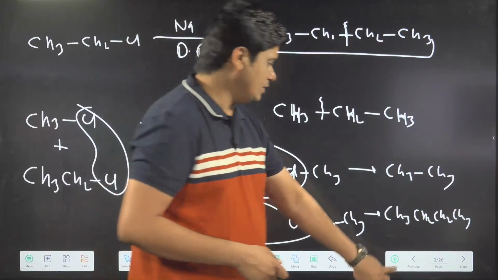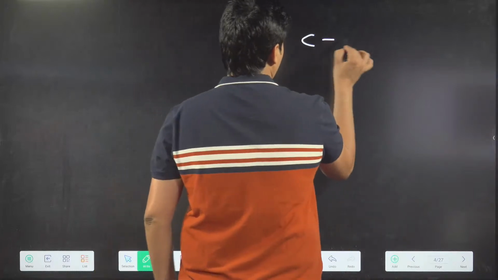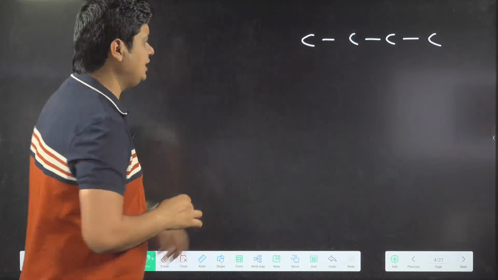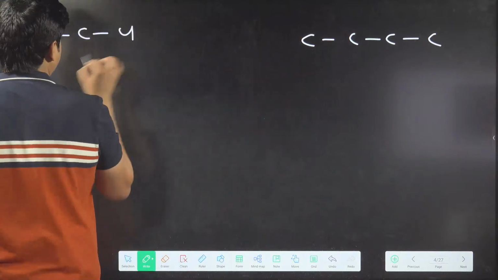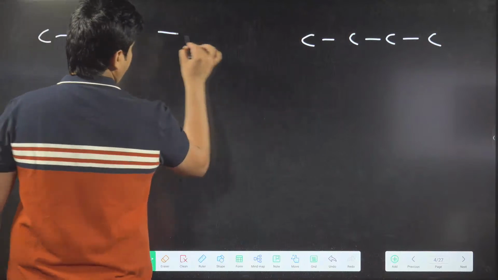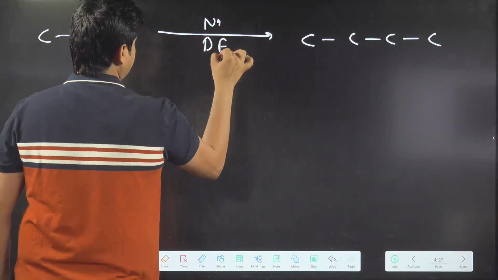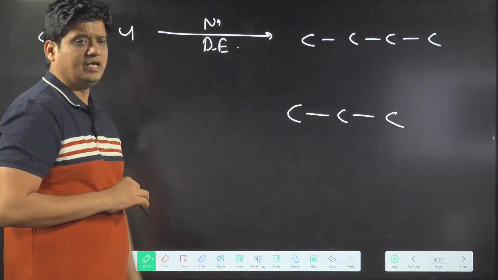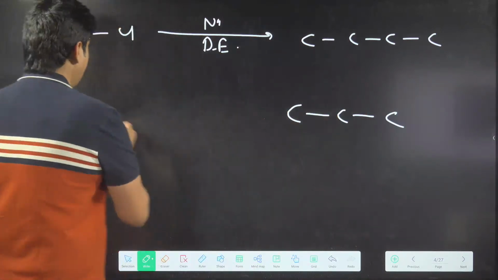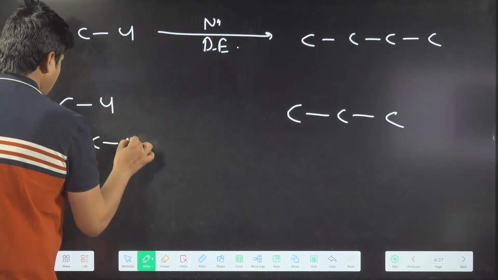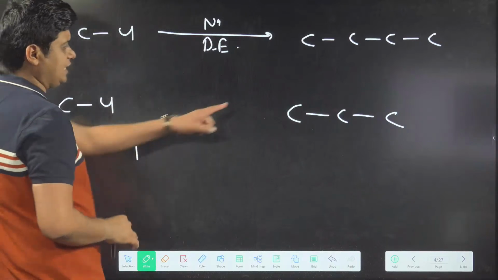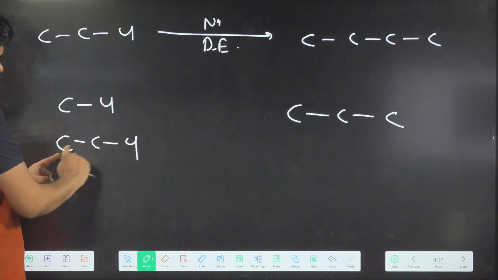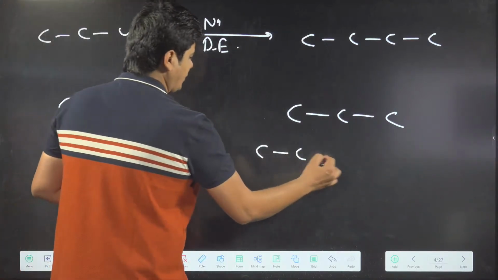Listen carefully one more time. Let's say you want to prepare a symmetrical alkane. We can easily go for the Wurtz reaction. We take this halide, and obviously 2 moles of it will react with sodium in dry ether, giving only this product. Is it okay or not? But if you want to prepare an unsymmetrical alkane, then you have to select these 2 halides. These 2 combining give this. The same molecule combining with one more molecule of itself gives one more product, with 4 carbons.